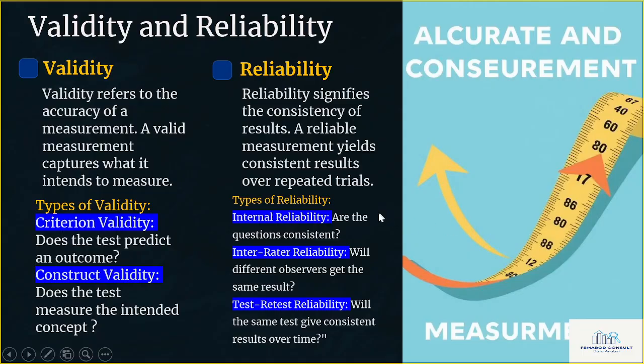Then for reliability, we've talked about reliability as it has to be consistent. If you use it over and over, it should give the same result. We have internal reliability. Are the questions consistent? Then inter-rater reliability: will different observers get the same result?